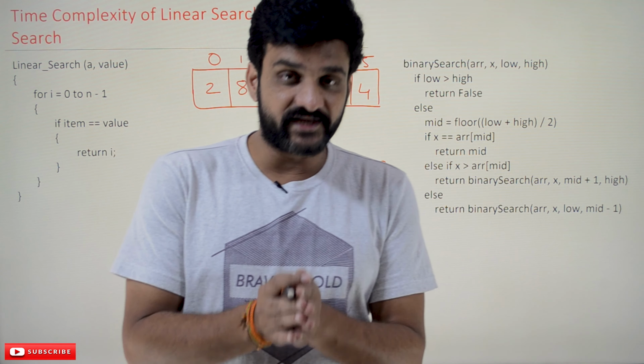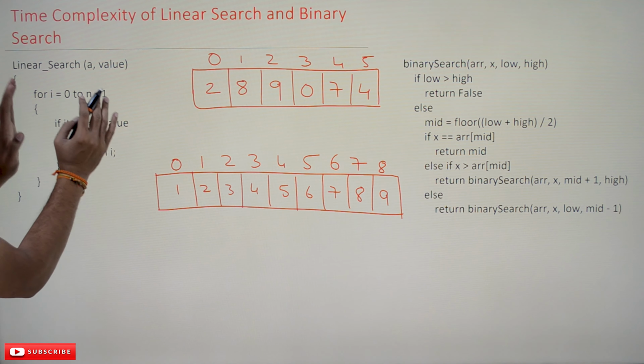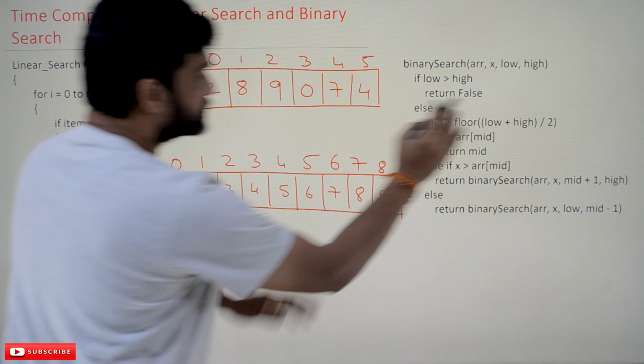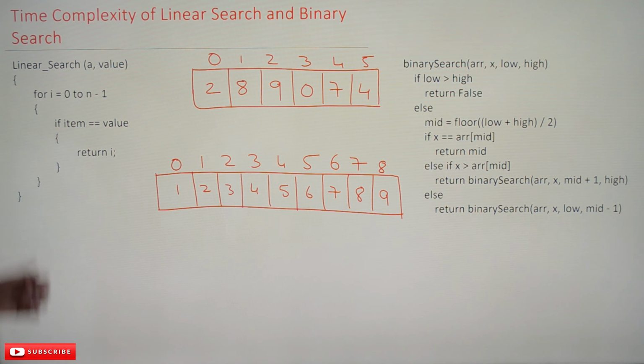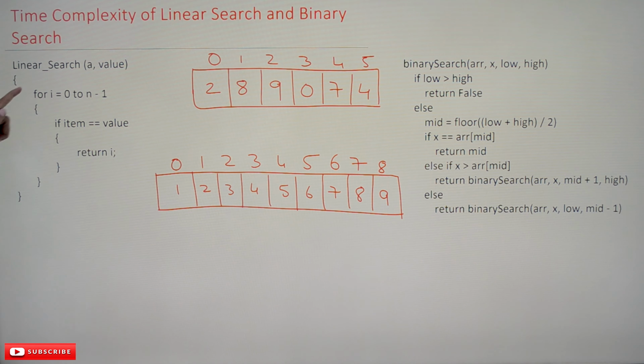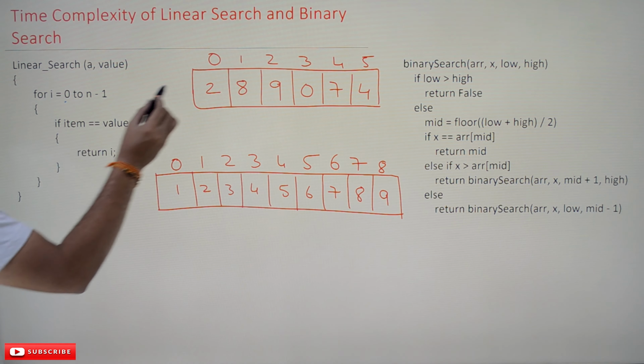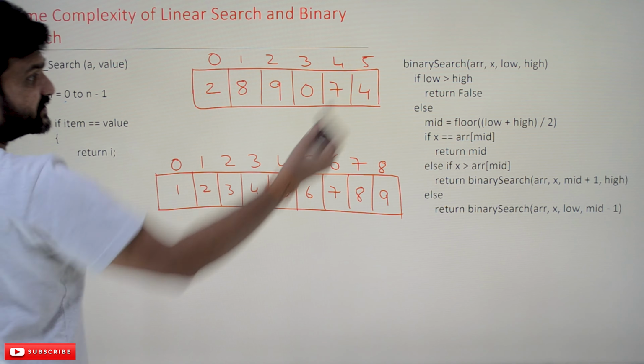Let's try to understand the time complexity of linear search and binary search. So this algorithm is for the linear search and this algorithm is for the binary search. We have discussed that. This for loop is going to iterate from 0 to n minus 1, which means it is going to do all the comparisons.